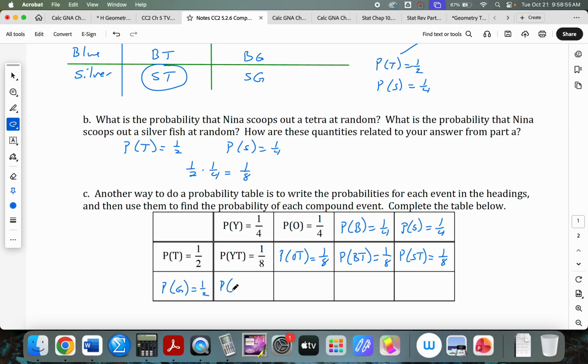The probability of getting a yellow guppy, 1/4 times 1/2 is 1/8. They're all going to be 1/8. Probability of an orange guppy, I don't think guppies actually come in all these colors, but we'll pretend. The probability of getting a blue guppy, I'm pretty sure guppies don't come in blue. And the probability of a silver guppy is also 1/8.